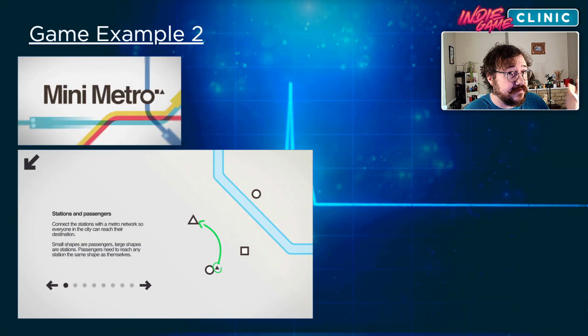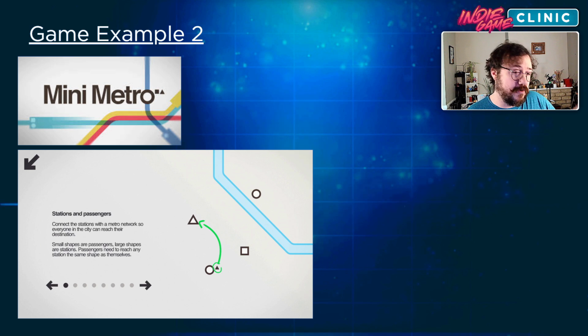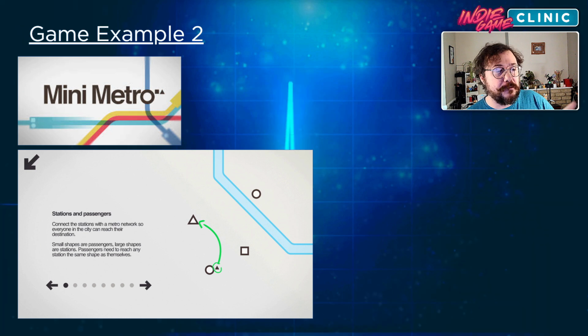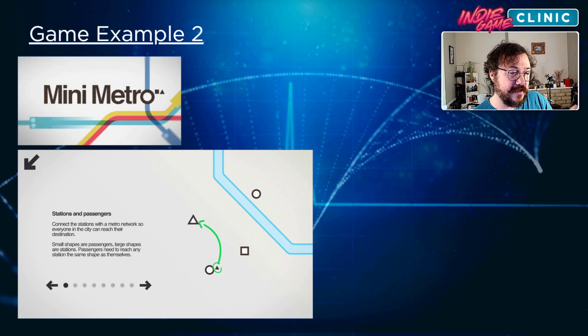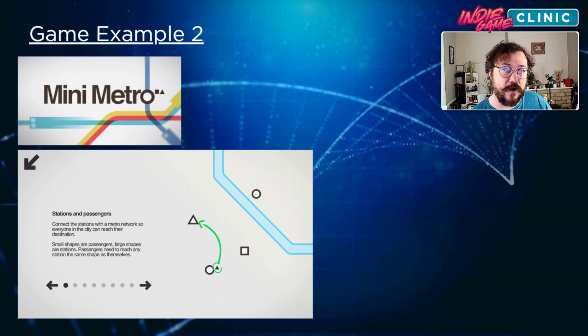Here's what I think is an excellent example. Mini Metro is a game about building metro stations, and you can probably intuit this from looking here, but if you've ever been on a train station, they've based the graphic design of this game on that.